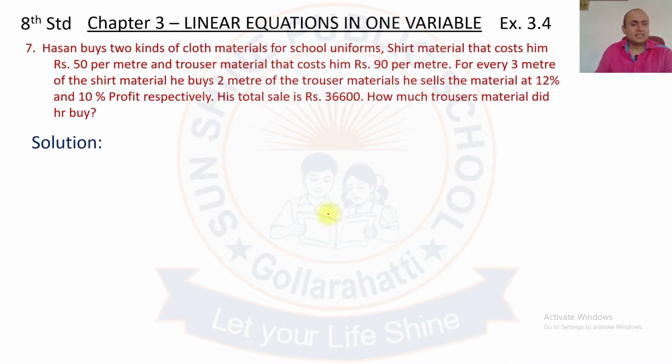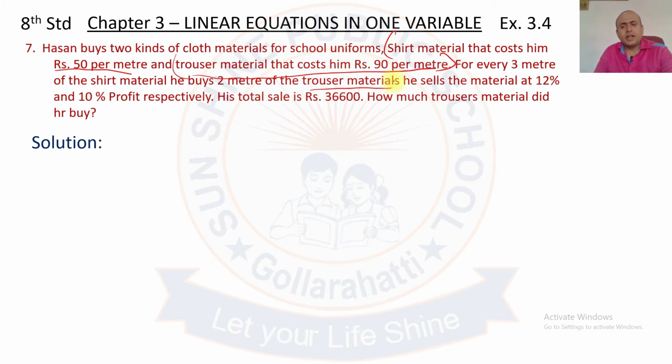Next question is the 7th question. Hassan buys 2 kinds of cloth material for school uniform. Shirt material costs him rupees 50 per meter and trouser material costs him rupees 90 per meter. So both shirt and trouser material are needed. For every 3 meter of the shirt material, he buys 2 meter of trouser material.